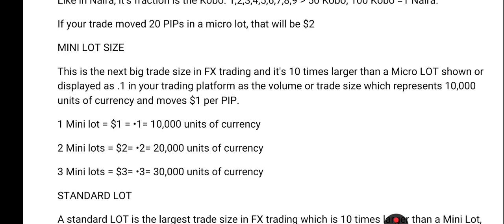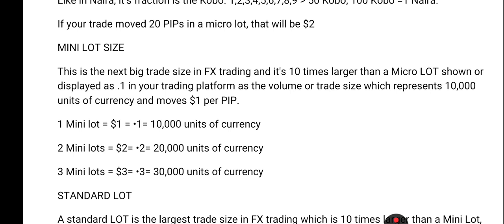All right, the next one is the mini lot size, which is the next big trade size in the FX market, and it is 10 times larger than a micro lot. Each of these lot sizes is 10 times larger than the one before. Basically we have 3, but there is an inclusion of a nano lot more recently. They are 10 times larger than each other.